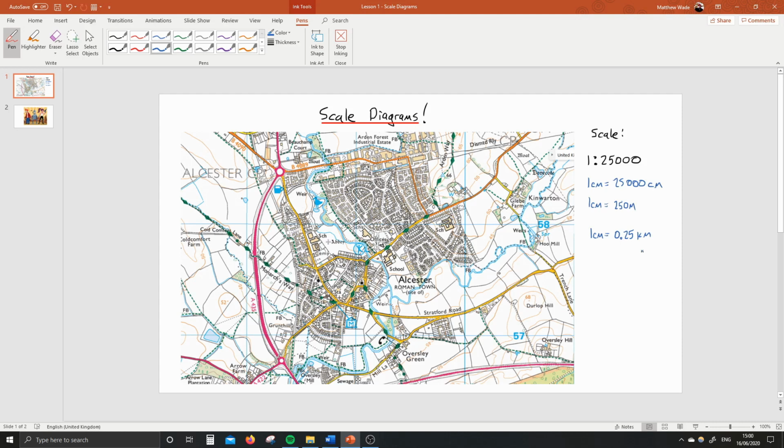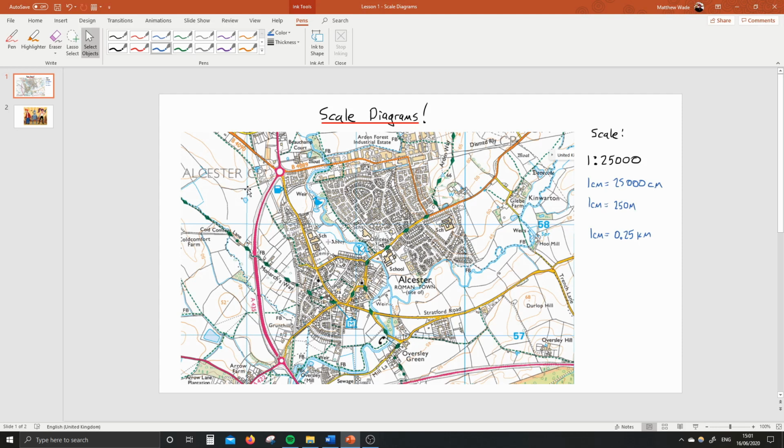Which means if you were to measure a distance, say along this road, past the school here, or up and down, up onto the high street, you could measure the road in centimeters, and all you'd have to do is times it by 0.25, and that would give you the distance in kilometers.